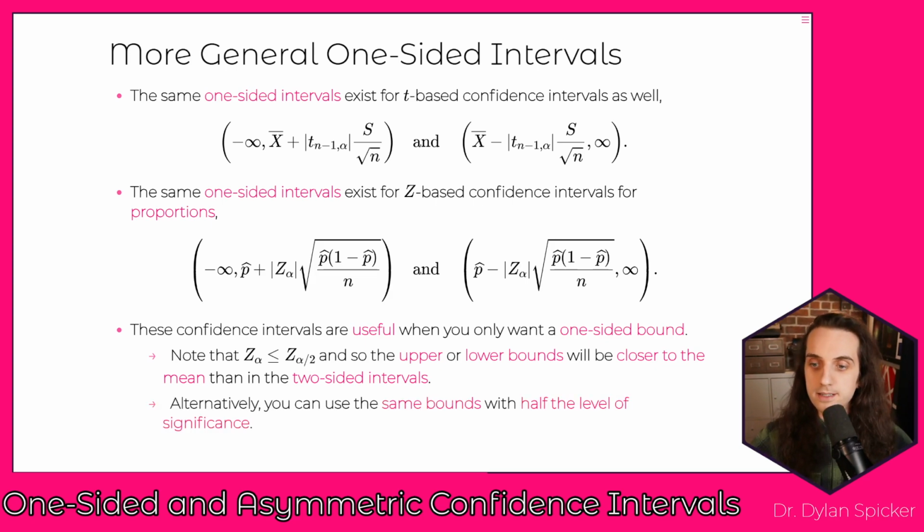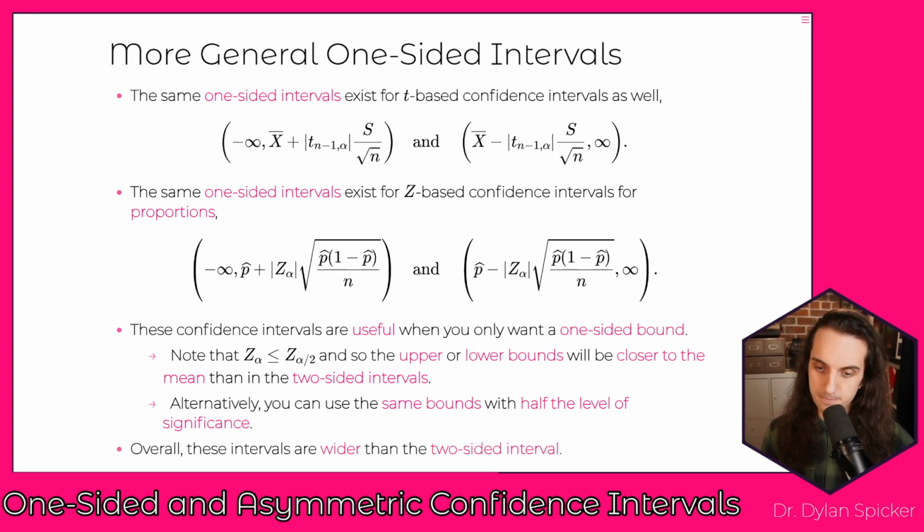The other way that you could think about this is that if you wanted to use the same bound, so if you want to take the same interval, right, and you take the value at Z alpha over 2, then you can actually halve the level of significance, right? So instead of having this be a 1 minus alpha confidence interval, you could have this be a 1 minus alpha over 2 confidence interval. And in that case, you're going to be more confident using the same upper bound, right? But again, you're sacrificing the lower bound here.